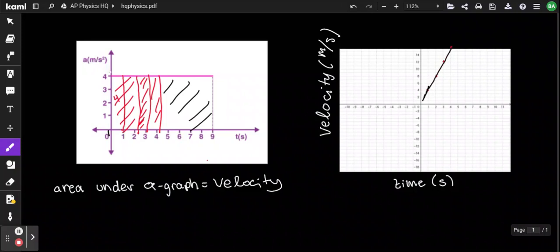This tells us that if we have a horizontal line, finding the area under it is going to give us a linear graph. And if we have a linear graph, finding the slope of it is going to give us a horizontal line. So let's further look at some relationships between these 3 graphs, acceleration, velocity, and displacement, without having to calculate.